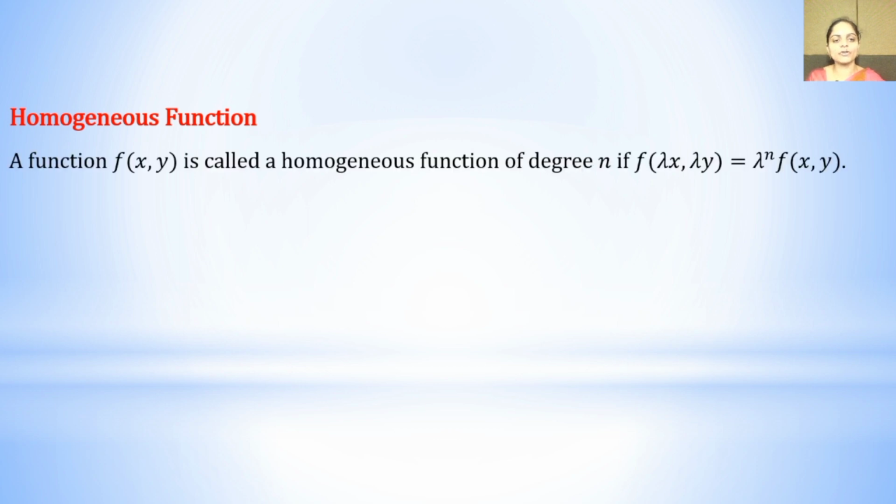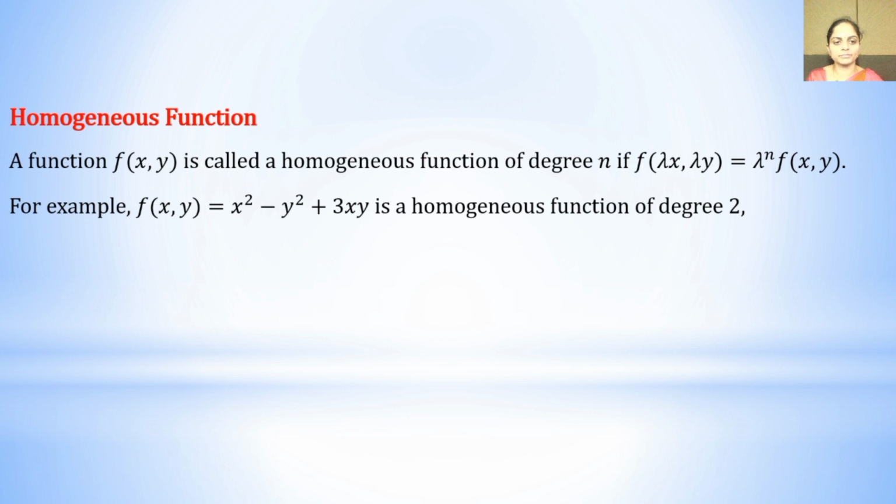A function f of xy is called a homogeneous function of degree n if f of lambda x comma lambda y is equal to lambda raised to n into f of xy. For example, f of xy is equal to x square minus y square plus 3xy is a homogeneous function of degree 2 because f of lambda x comma lambda y is equal to lambda square into x square minus lambda square into y square plus 3 lambda x into lambda y.